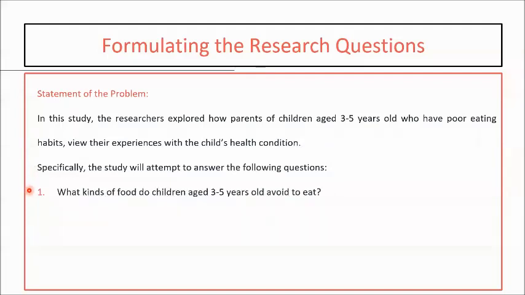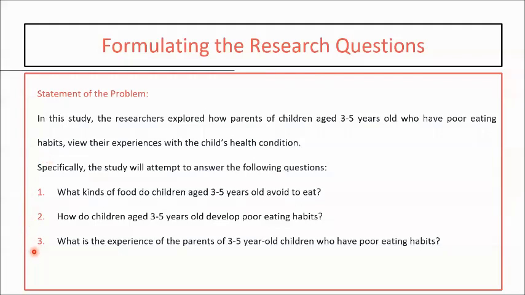What kinds of food do children aged 3 to 5 years old avoid to eat? Diba? So, ano yung mga hindi nila kinakain at bakit meron silang poor eating habits? They are connected, right? Next is, how do children aged 3 to 5 years old develop poor eating habits? Ano daw? So, again, that is connected to our major problem. See? Next.